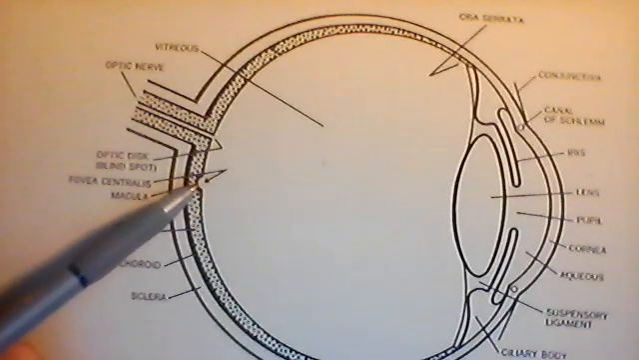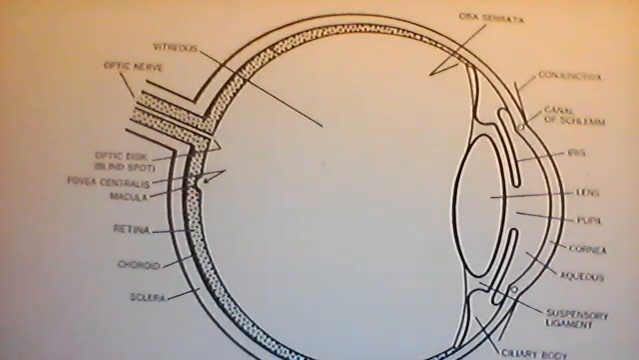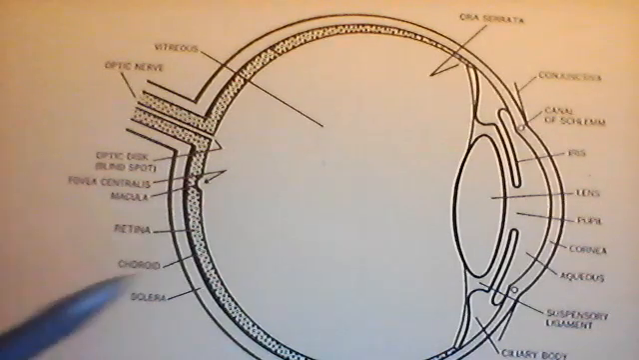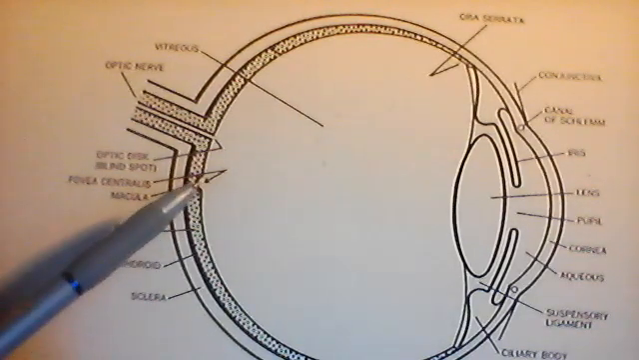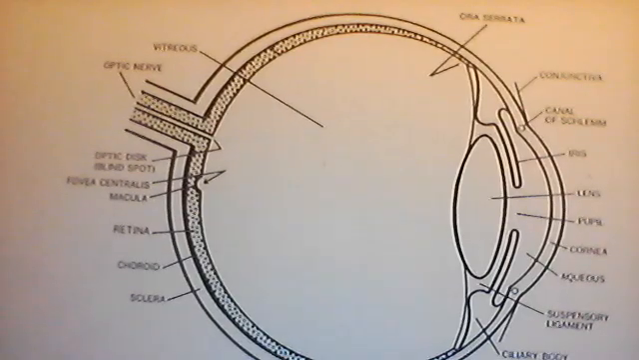The cones are the highest concentration in this area, and that's where most of the vision for your color detection actually takes place.